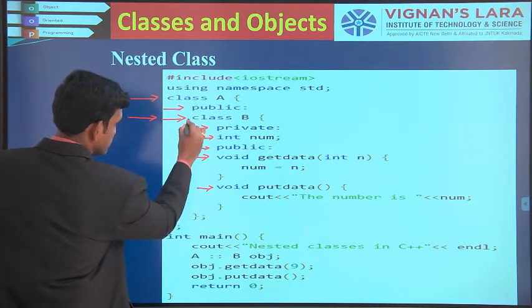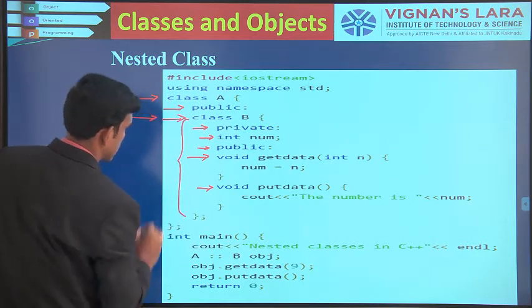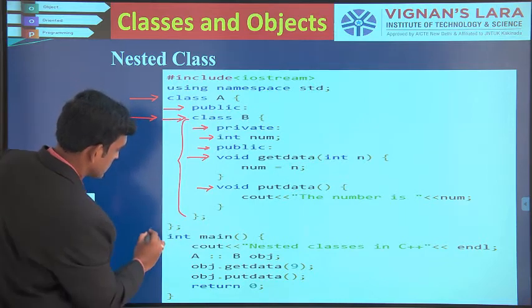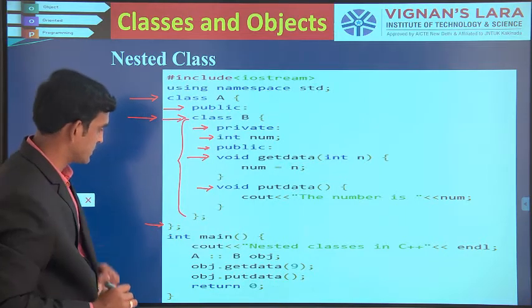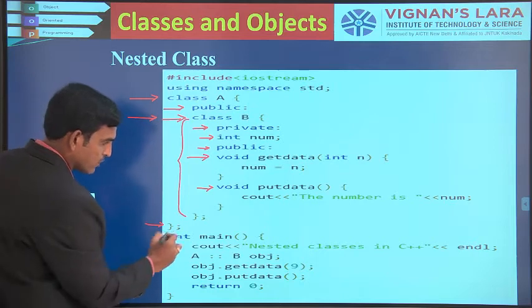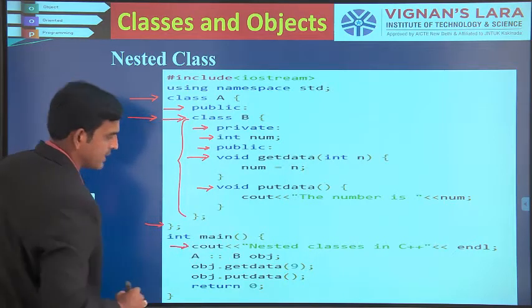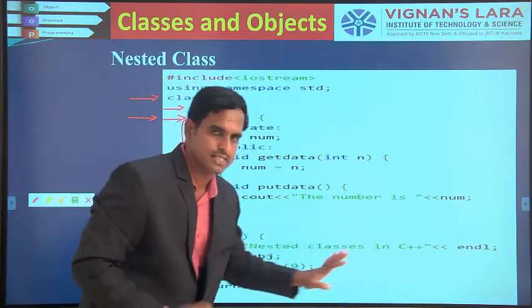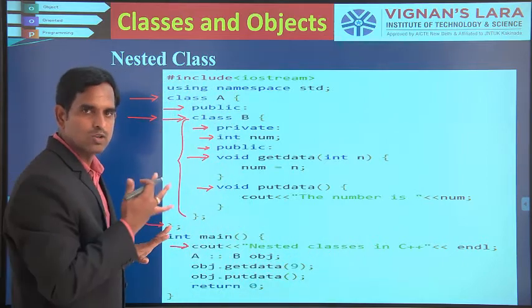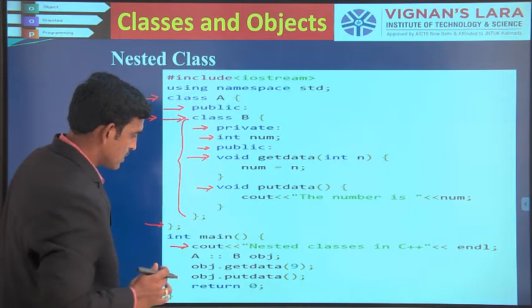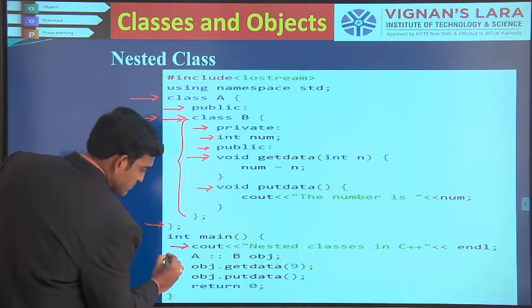So if you see, this class B will be closed here and you are going to close class A here. Next, if you go for main, the first step you have done is just print "nested classes in C++" as a heading, as output. Next, how are you going to create an object?